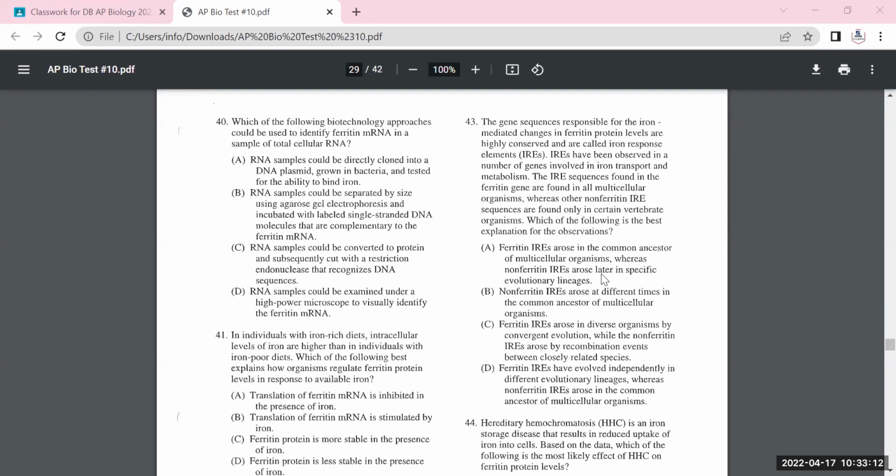Okay, 43. Gene sequences responsible for the iron-mediated changes in ferritin protein levels are highly conserved and are called iron response elements. IREs have been observed in a number of genes involved in iron transport and metabolism. The IRE sequences found in the ferritin gene are found in all multicellular organisms, whereas other non-ferritin IRE sequences are found only in certain vertebrate organisms. Which of the following is the best explanation for the observation?